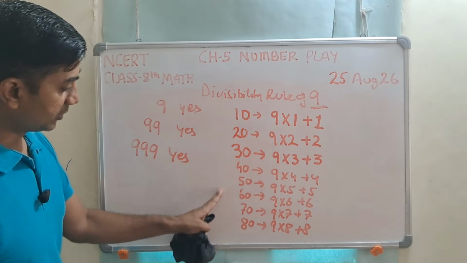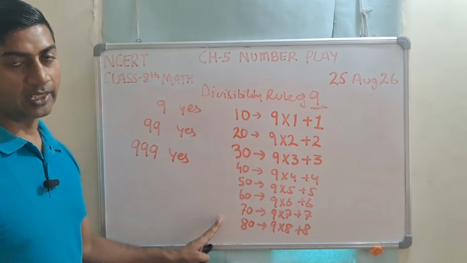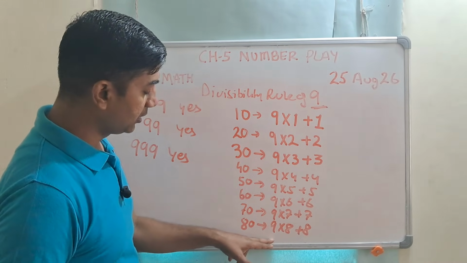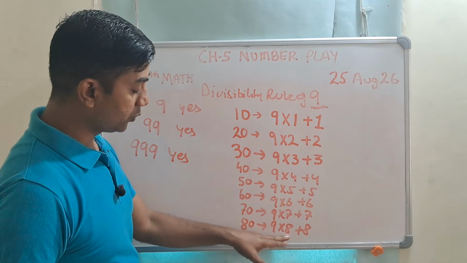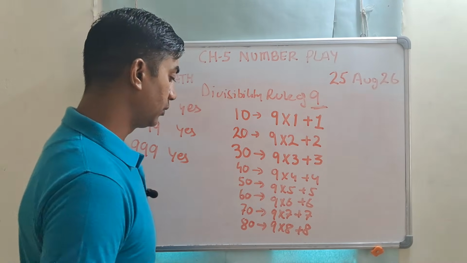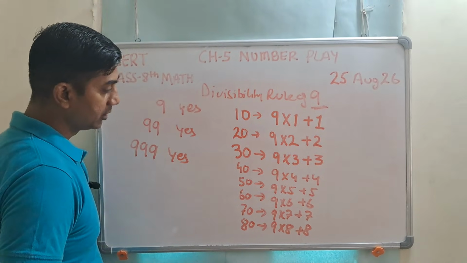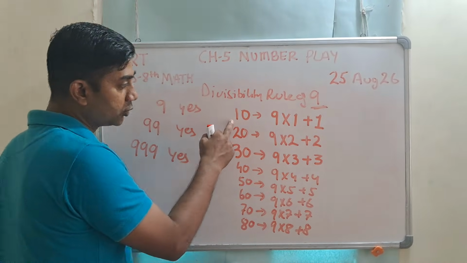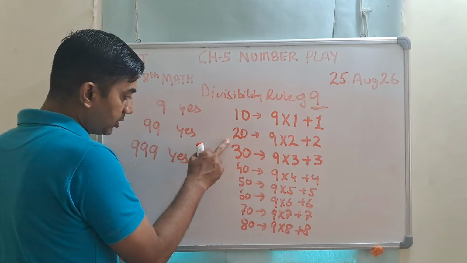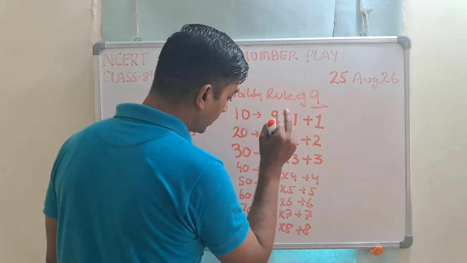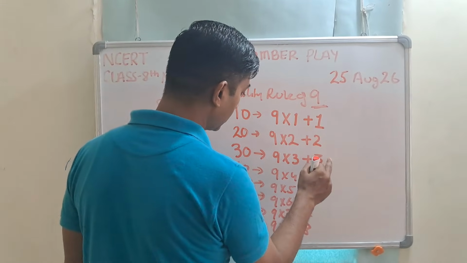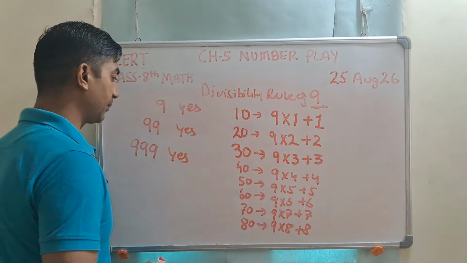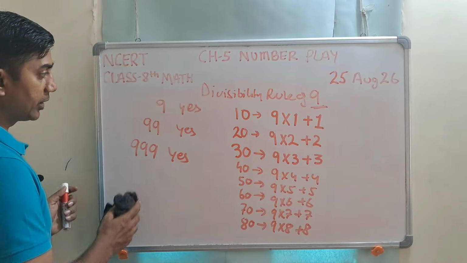We have represented these numbers. We know that these numbers are not divisible by 9, and we have represented them as divisor into quotient plus remainder. Now you will see what pattern you are seeing. When 10 is divided by 9, you get remainder 1. When 20 is divided by 9, you get remainder 2. When 30 is divided by 9, you get remainder 3, and the same pattern continues. Understood? What have you observed?